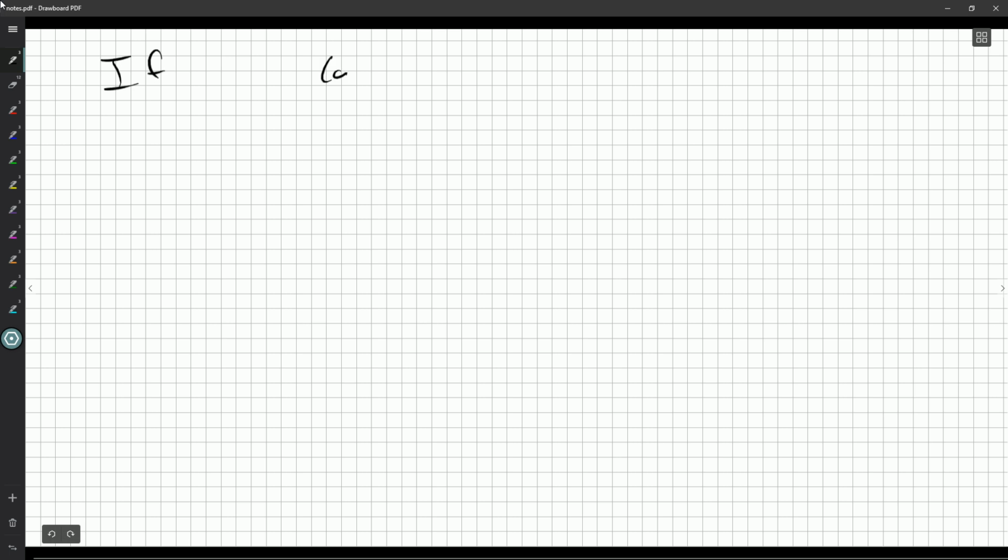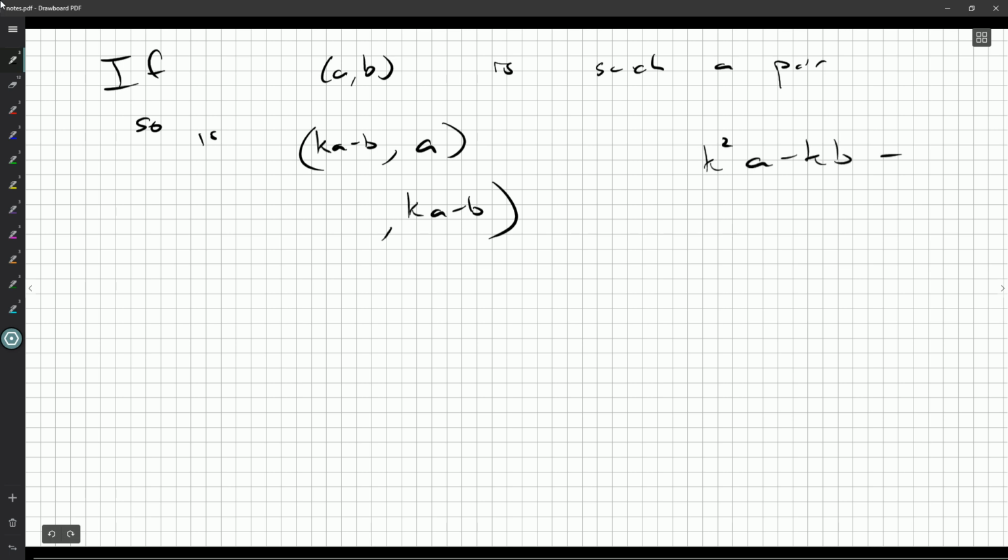So if a, b is such a pair, it'll be a and it'll be 3a minus b. And then 3a minus b, not 3a, ka. And then ka minus b, multiply that by k, so we'll get k squared a minus kb, and subtract off a from that. So k squared minus 1 a minus kb.